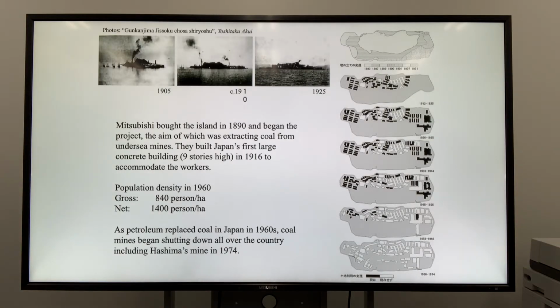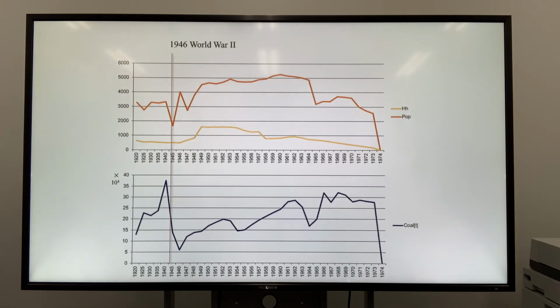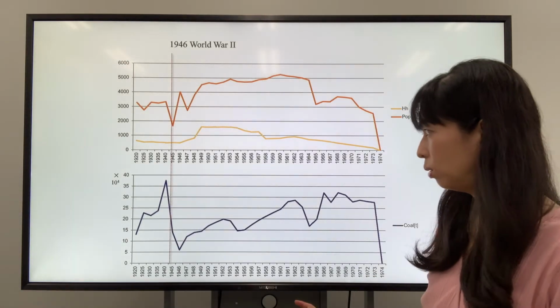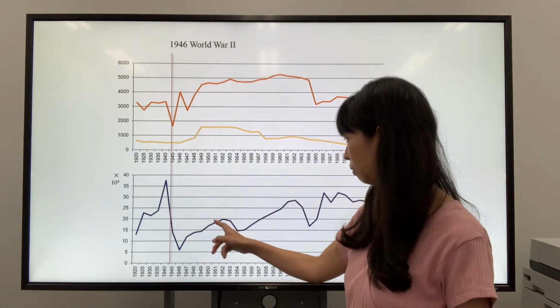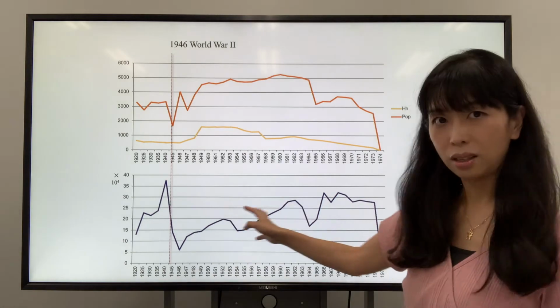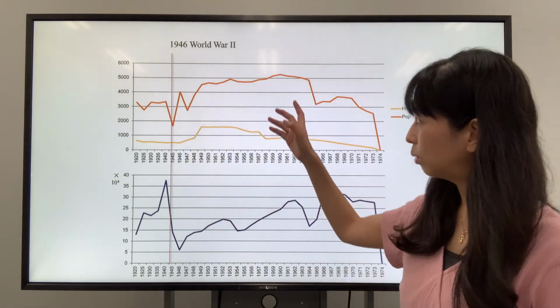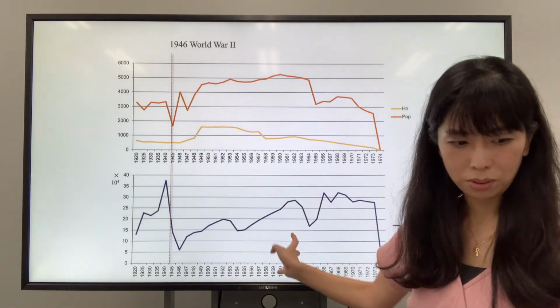However, in the 1960s, there was a paradigm shift from coal to petroleum, and because of this, they had to shut down this island in 1974. So if I briefly show you the evolution of the population, and also in relation to the coal they were extracting, through some events that happened.